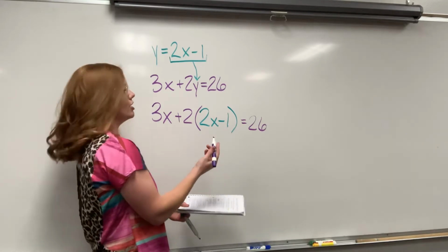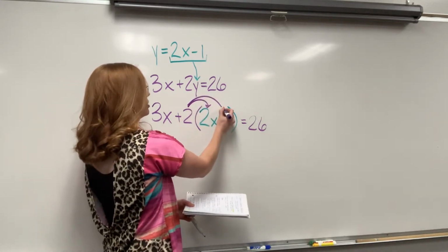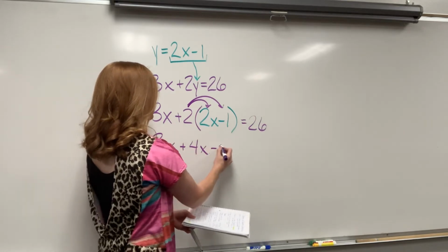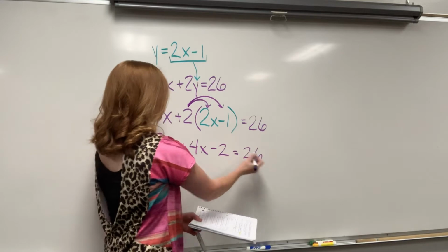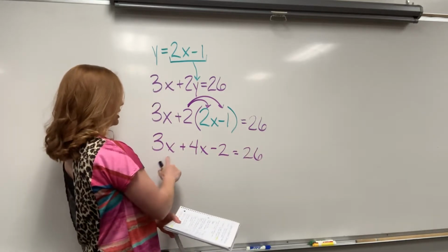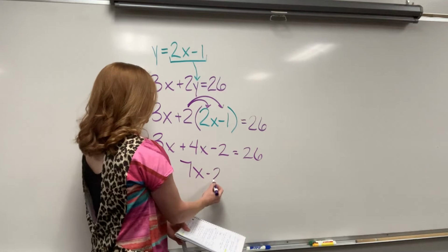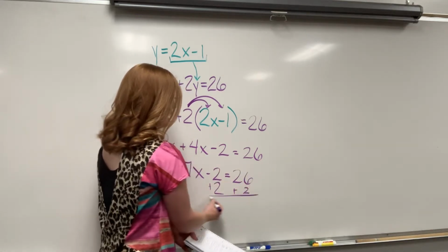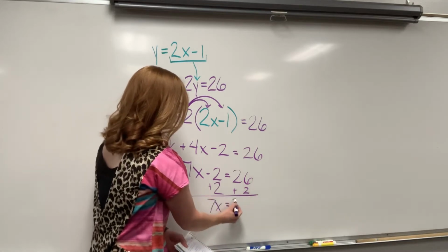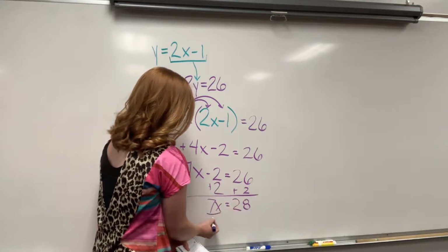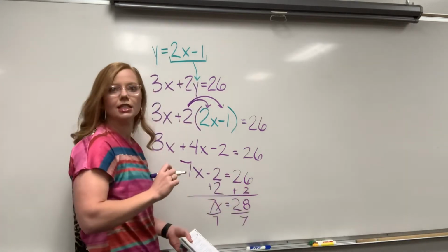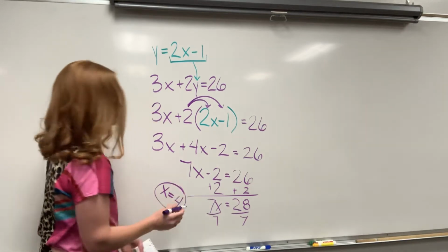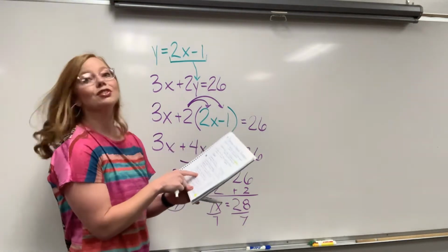Well, my first step would be the distributive property. I would distribute this 2, and I would get 3x plus 4x minus 2 equals 26. I can combine these two because they're like terms. We'd get 7x minus 2 equals 26. Add 2 to both sides. 7x equals 28. Divide by 7. I don't know if you guys can still even see that. We get x equals 4. And it says, this gives you one of the coordinates.